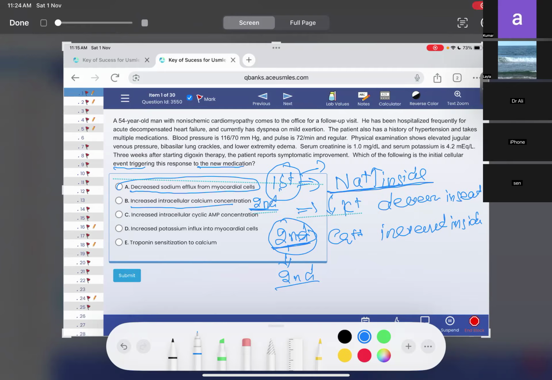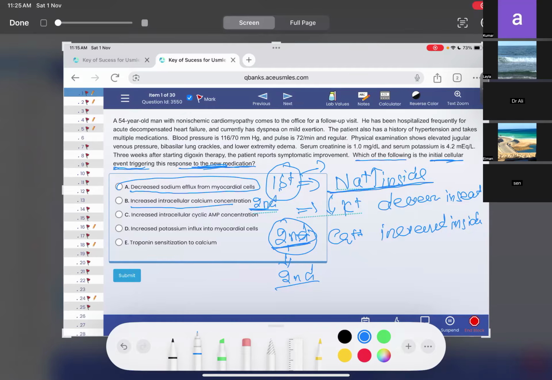So they are asking which one of the following is an initial cellular event triggering the response to this new medication. So most probably it is a decreased sodium efflux from the myocardial cells. Okay, doctor? Anyone with a question?